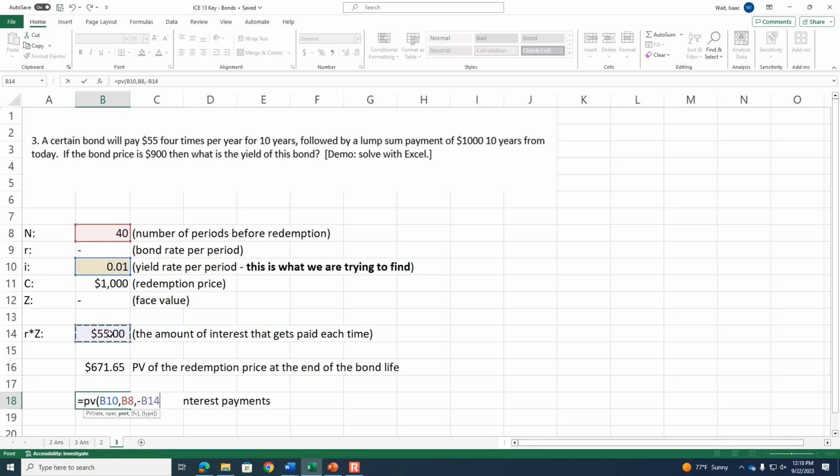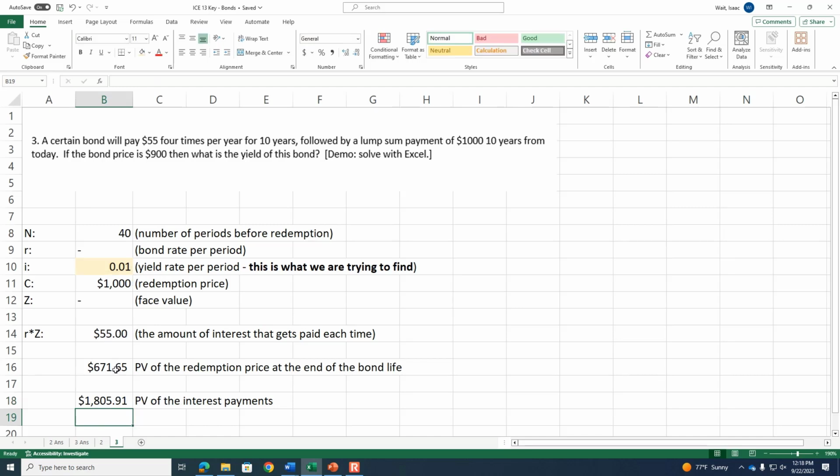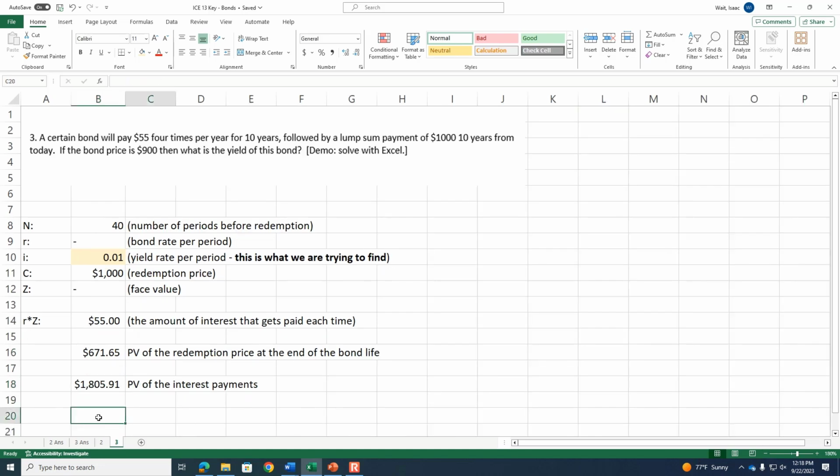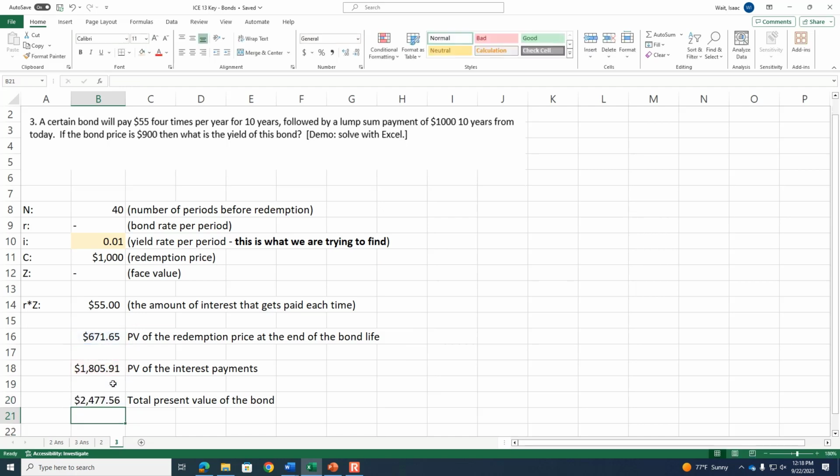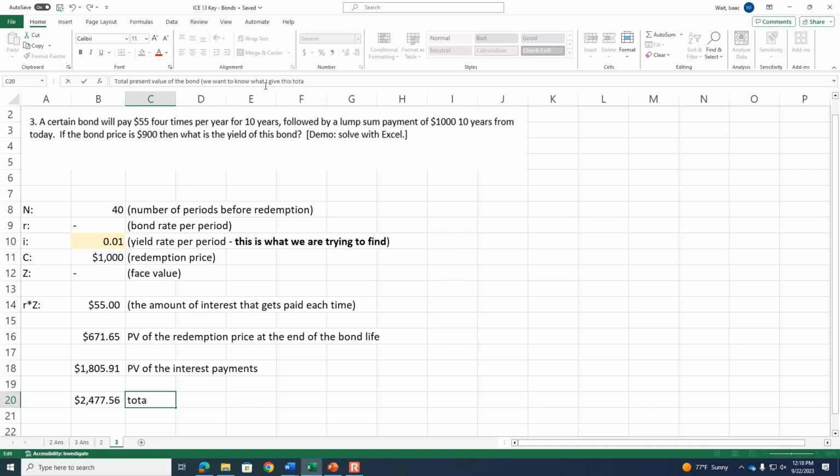Okay? So what I'm doing right now is I'm finding the present value of the interest payments. So here's the present value of the lump sum. Here's the present value of the interest payments. And the sum of those two things, the total present value of the bond, is this and that together. So we want to know what I gives this total value equal to $900.